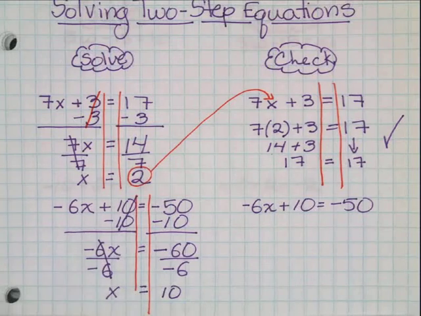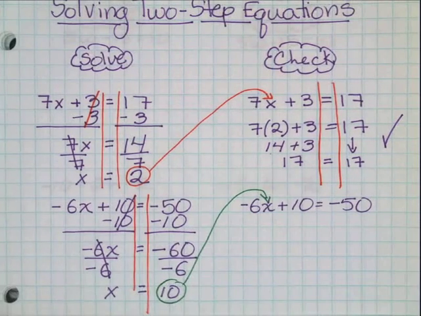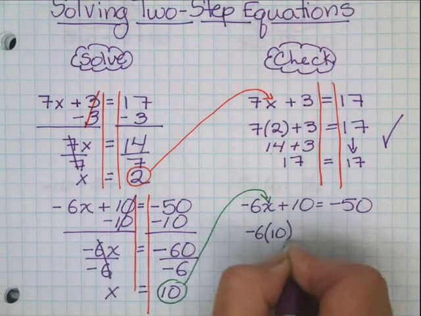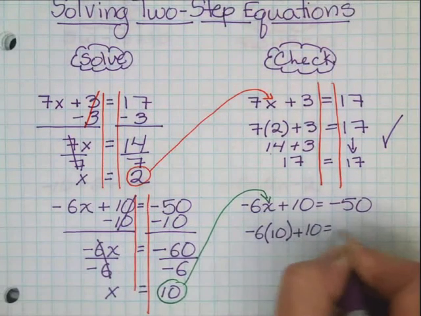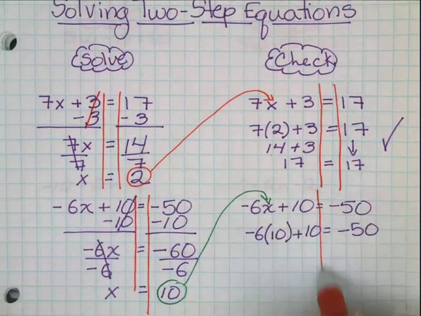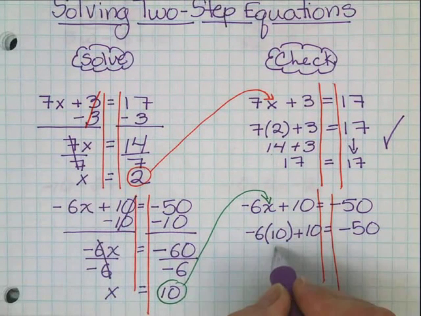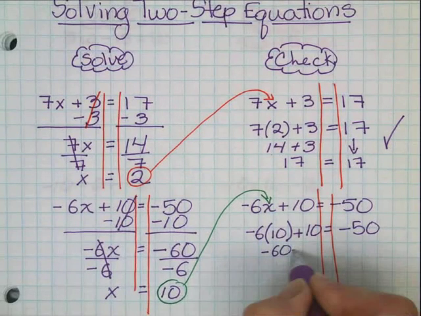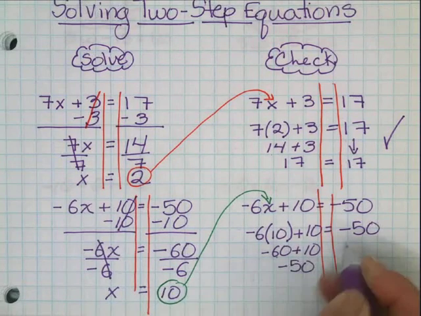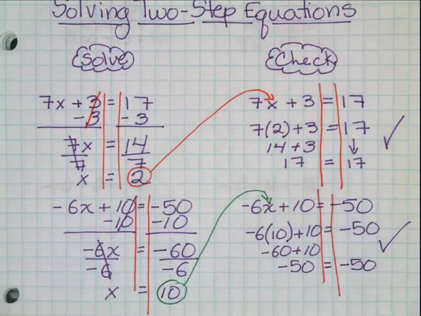Once again, I'm going to check my work. I'm going to take the 10 and substitute it into this equation. When I rewrite it, I have negative 6 times positive 10 plus 10 equals negative 50. It's important when you copy the problem that you copy it exactly and not make a careless mistake. Negative 6 times 10 is a negative 60 plus 10. Negative 60 plus 10 is negative 50. And negative 50 does indeed equal negative 50, and I am correct.